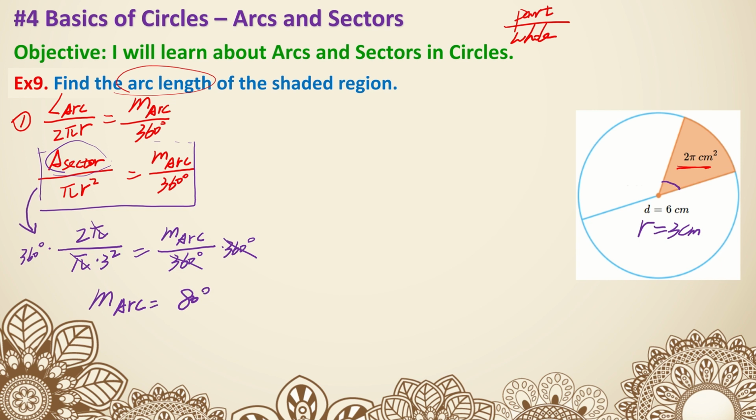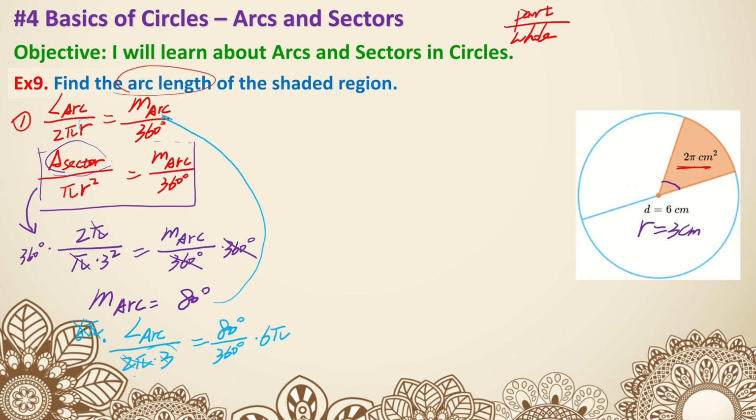Now that I know it's 80 degrees, let's look at the other formula that we have. I know the r, so I can clearly use that to find the arc length. So let's set it up. The arc length over 2 pi times the radius, which is 3, is the same as 80 degrees over 360 degrees. In order to find the arc length, I need to get rid of the denominator on the left side. So I'm going to multiply both sides by 6 pi. 6 is to get rid of the numbers, and pi is to get rid of the pi in the denominator.